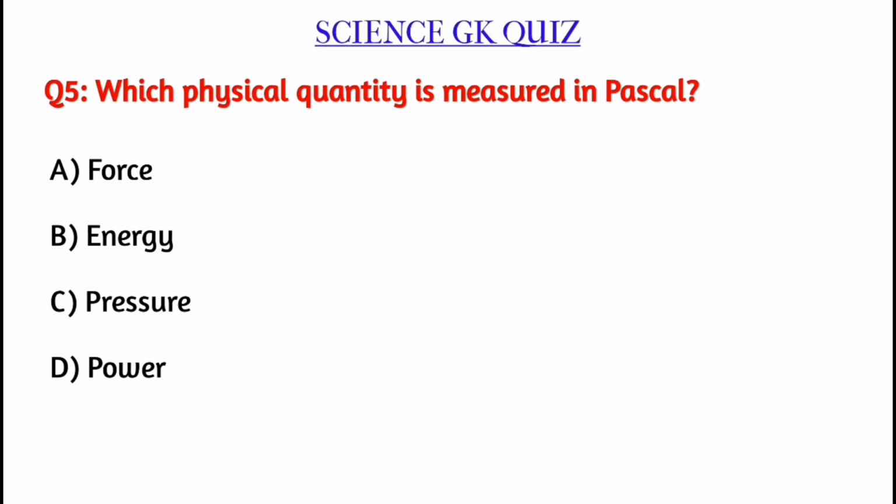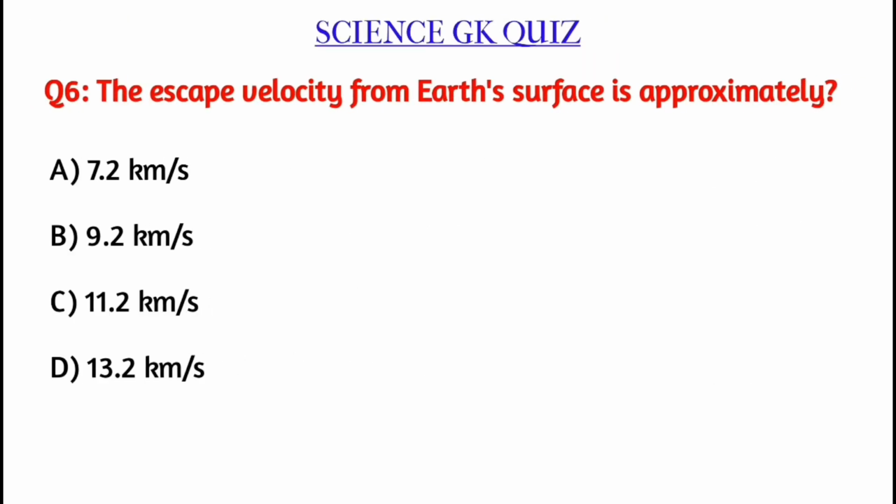Which physical quantity is measured in Pascal? Answer C, pressure. Question number 6. The escape velocity from Earth's surface is approximately... answer C, 11.2 km per second.